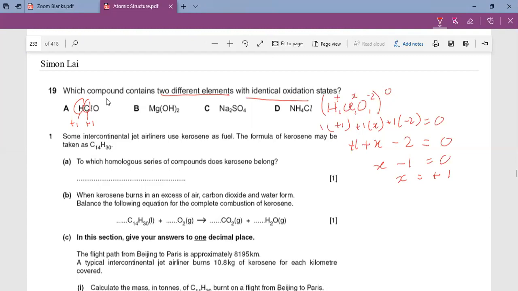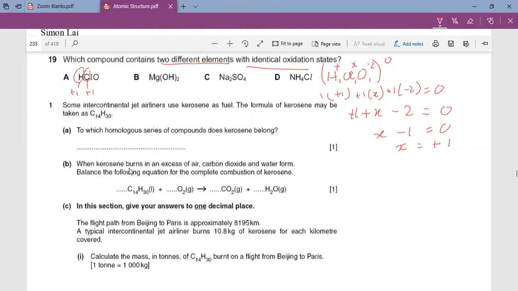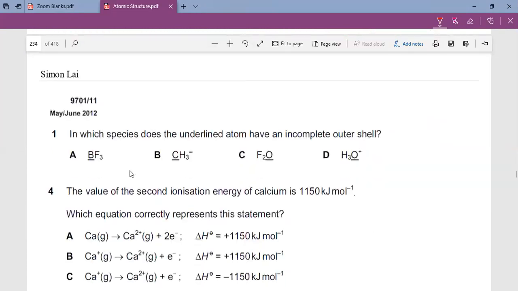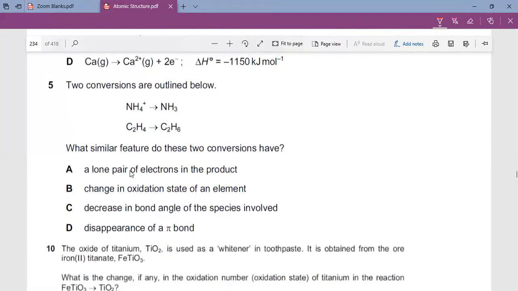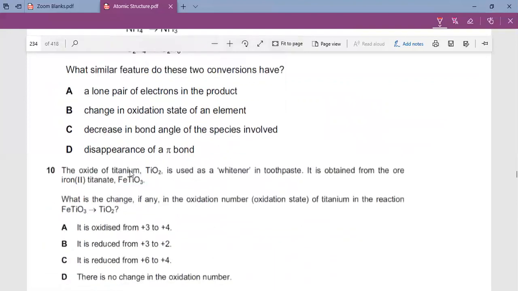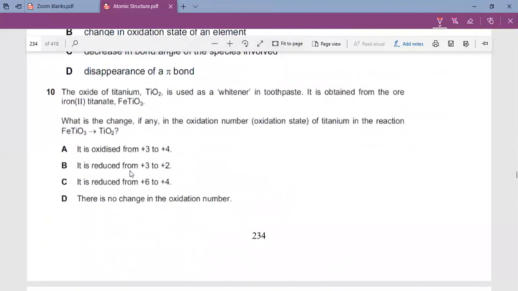So obviously, you can work out the rest yourself. Okay? So, example here. Another one, 2, 3, 4. See, a bit harder now. Oxide of titanium, TiO2, used as a whitener in toothpaste. Also used in paint, titanium oxide. It's a very white substance. It's obtained from the ore iron 2.